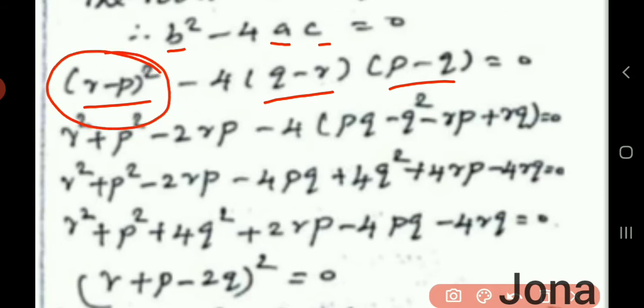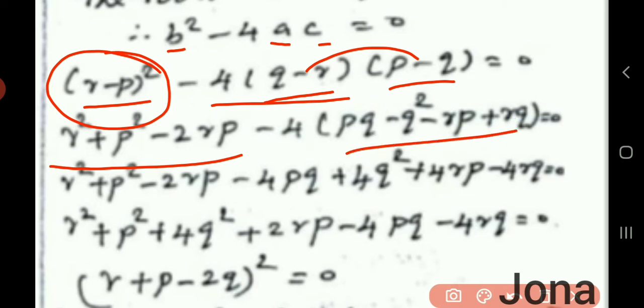Instead of b, that is (r minus p) the whole square, minus 4 into, for a (q minus r), for c (p minus q) equal to 0. Now I want to expand this bracket in the formula (a minus b) the whole square, that is r square plus p square minus 2rp. Here I want to remove the brackets, so minus 4 as it is. I want to multiply q and then minus r, so that we got like this.